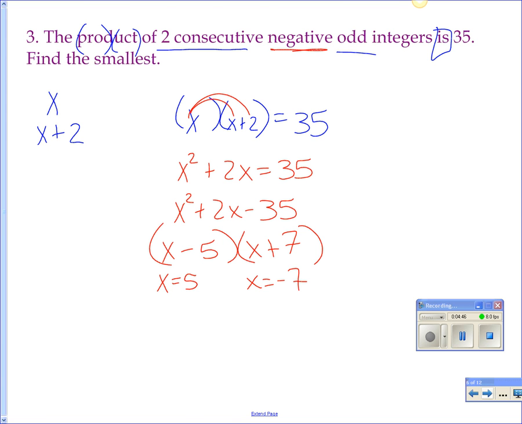And on this one, I want the negative. So I want x equals negative 7. So come over here. Negative 7. What is negative 7 plus 2? Negative 5.